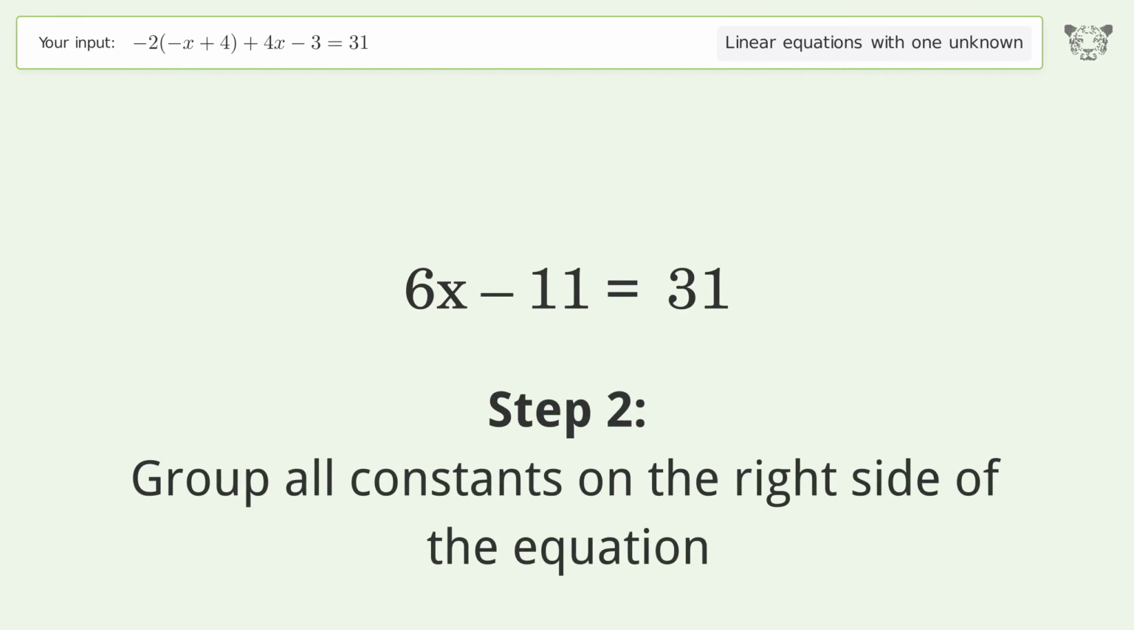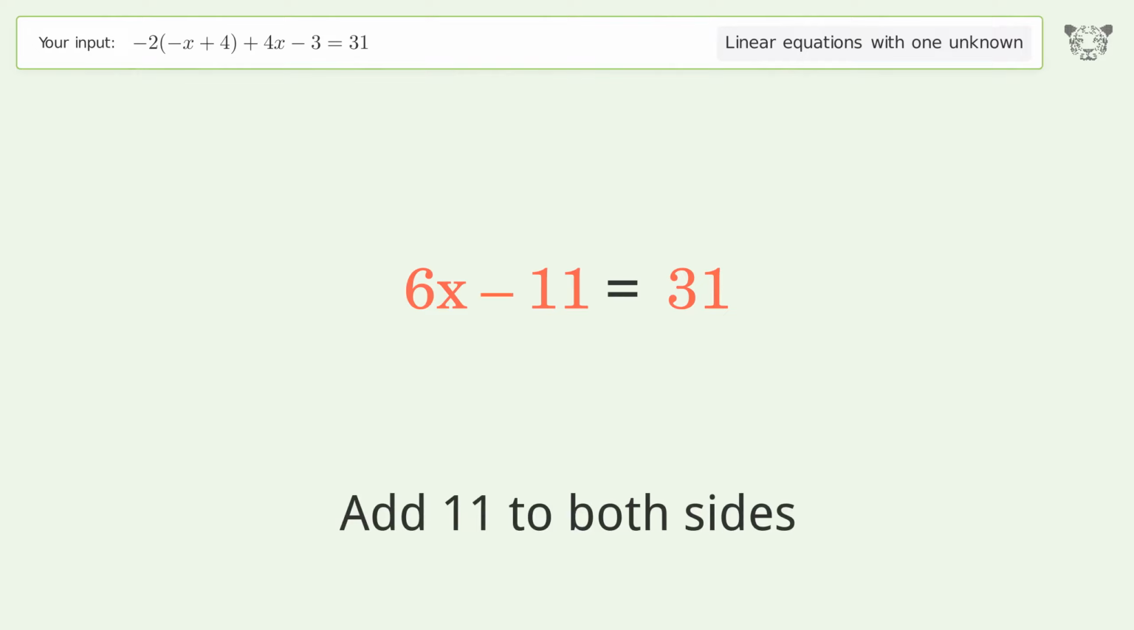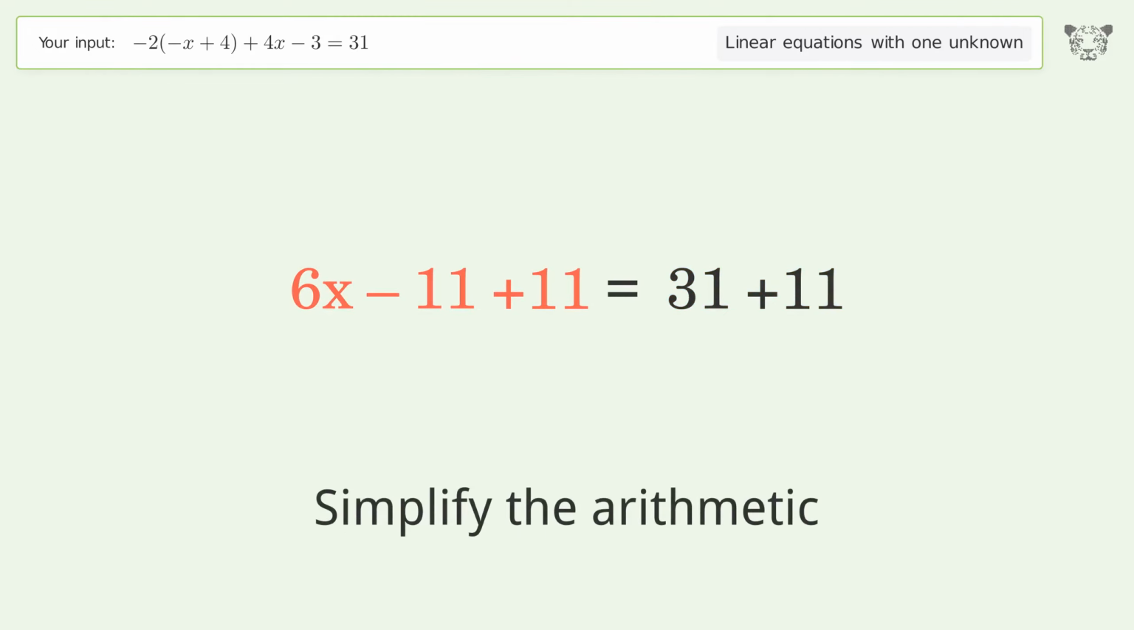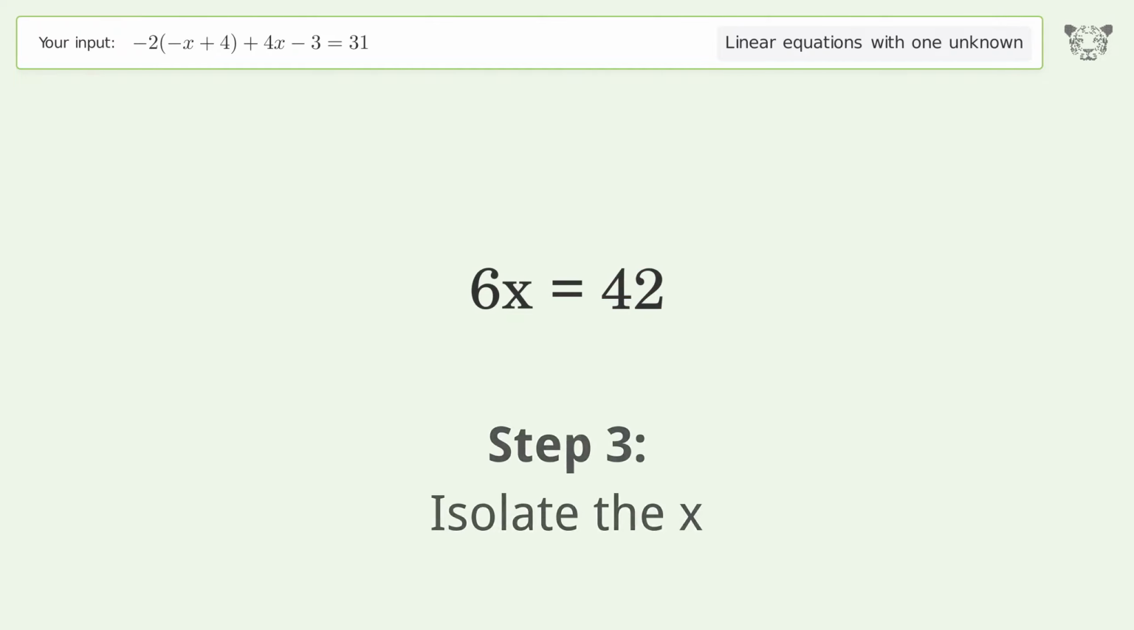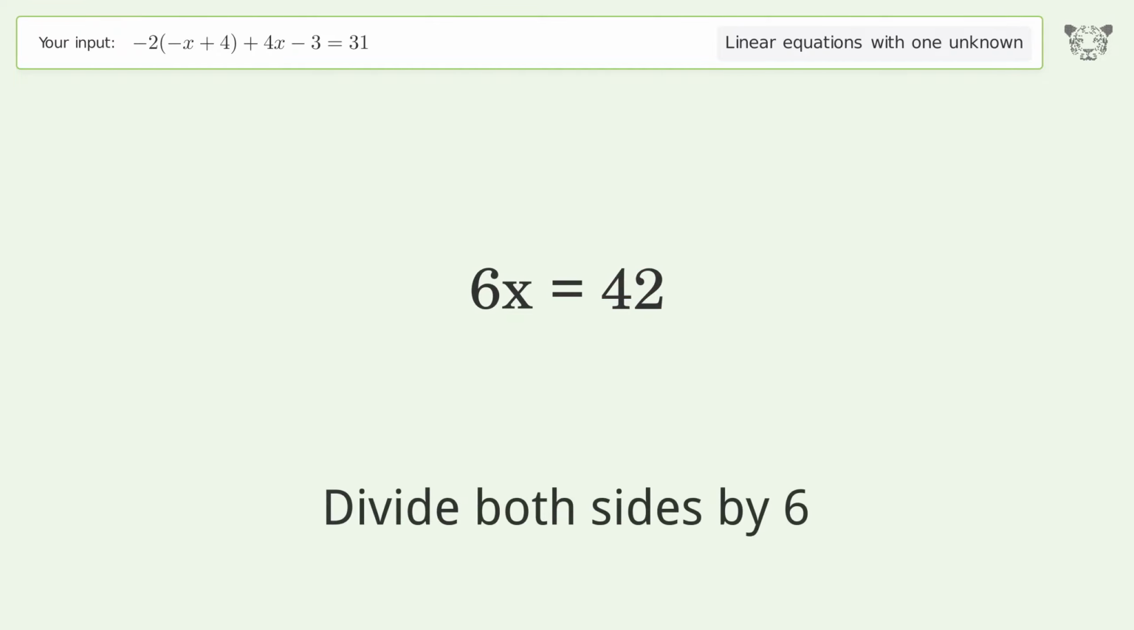Group all constants on the right side of the equation. Add 11 to both sides. Simplify the arithmetic. Isolate the x. Divide both sides by 6.